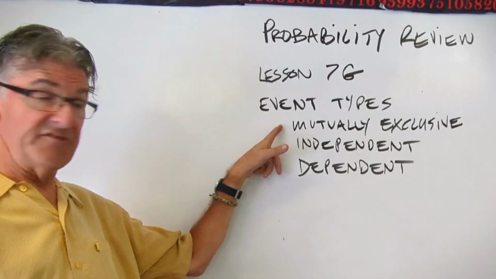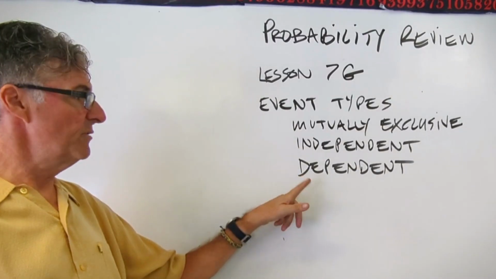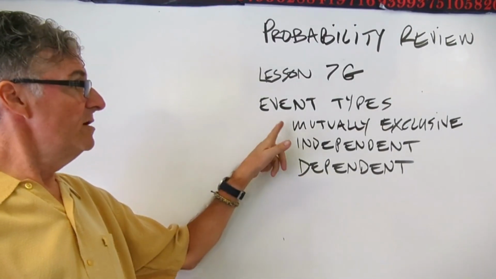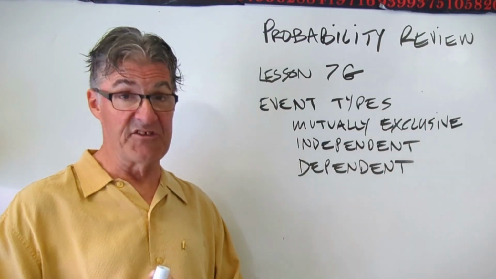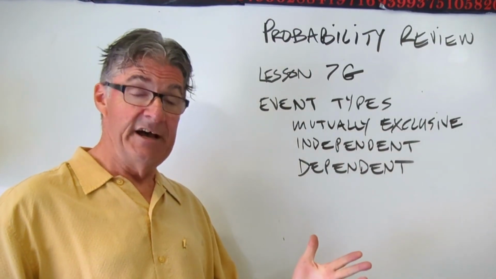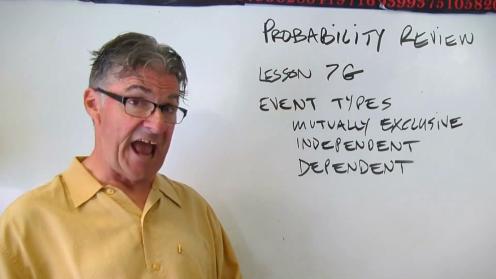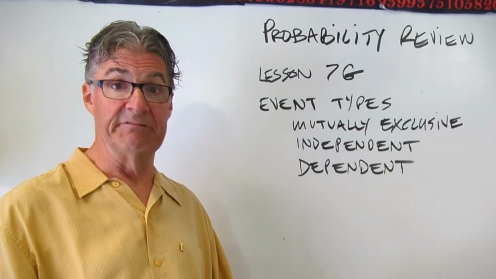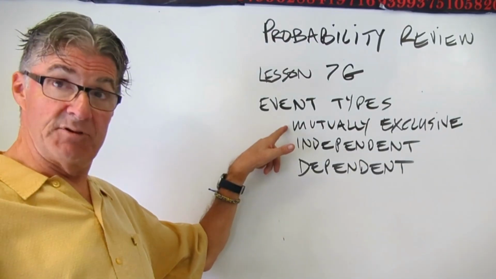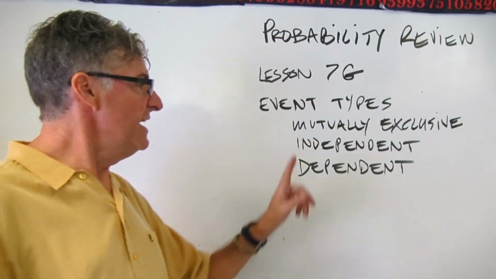In the next lesson, 7G, we talked about three types of events. We have mutually exclusive events, we have independent events, and we have dependent events. Mutually exclusive events are things that can't happen together. For example, if I roll a die one time, I can't get a 6 and a 4 with one roll. It just can't happen. So that's an example of a mutually exclusive event.